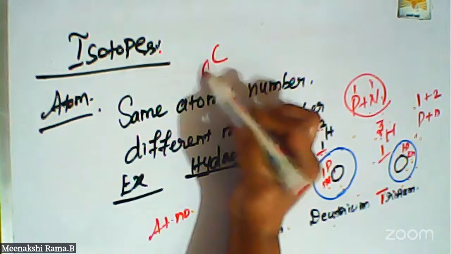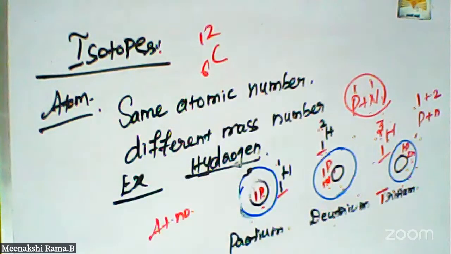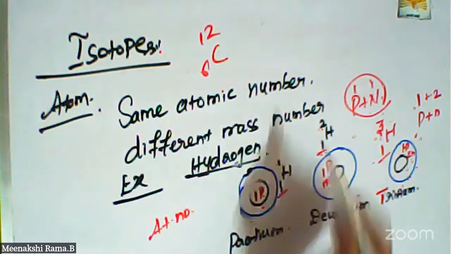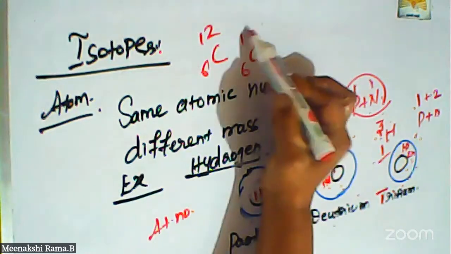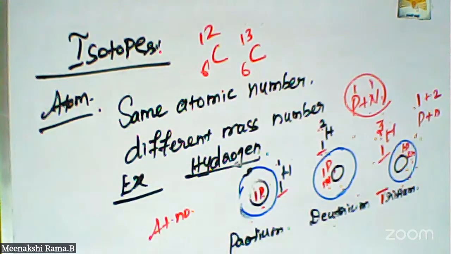C-12, 6 is the atomic number of carbon. Then next, one more carbon isotope: the atomic number is 6 and the mass number is 13. So this is one more example of an isotope of the carbon atom.